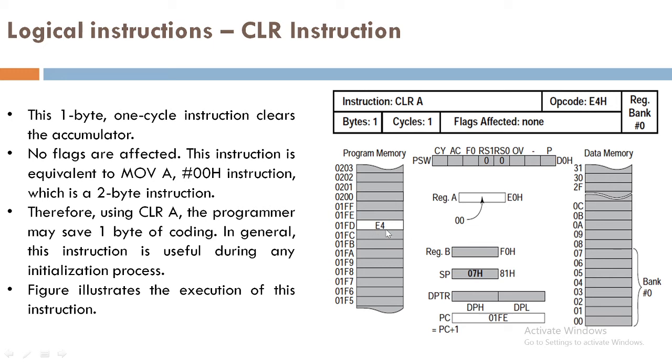So whenever this particular instruction, whose operational code is written at address 01FD, gets executed, the previous content of the accumulator will get erased, or it will be converted into 0. So this actually clears the content of the accumulator. Again, remember we had also studied this in the case of 8085, where we had a single logical instruction to clear the content of the accumulator, that was XRA.